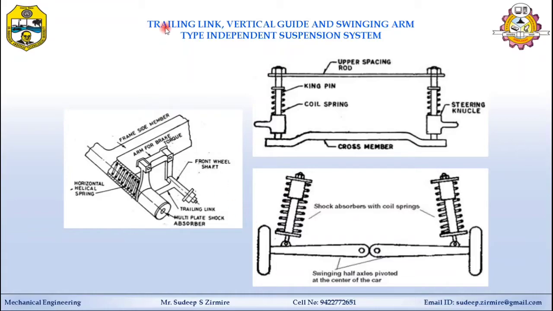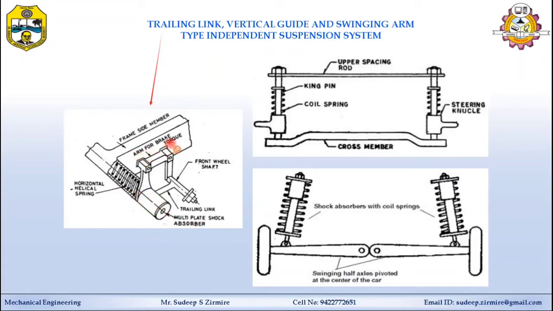The independent suspension system is the trailing link independent suspension system. You can see the figure here, the trailing link independent, in this 3D image. Here you can see the horizontal helical spring in this breakout view. Here a multiplate shock absorber is also assembled in front of this helical spring.